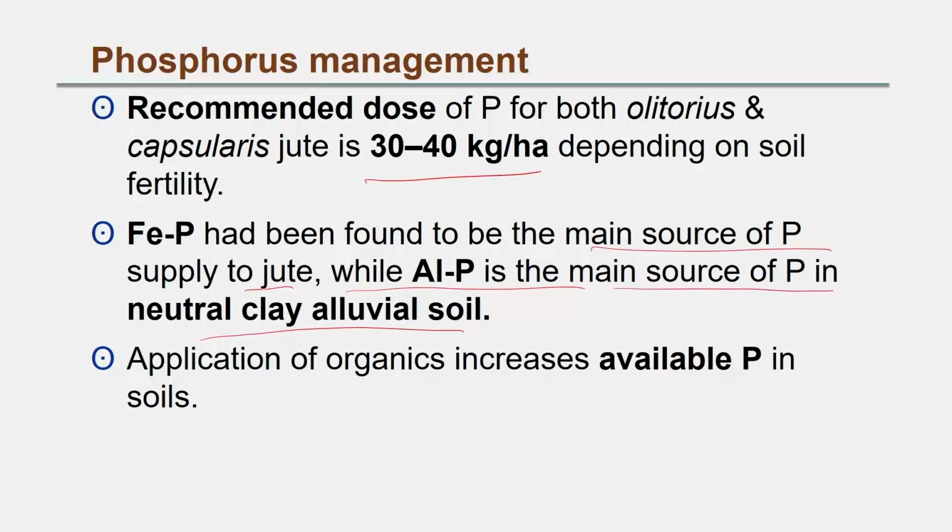Application of organic sources increases available phosphorus in soil. These organic sources on decomposition release certain acids which solubilize phosphorus, particularly in alkaline conditions. The phosphorus availability increases due to addition of organic matter.